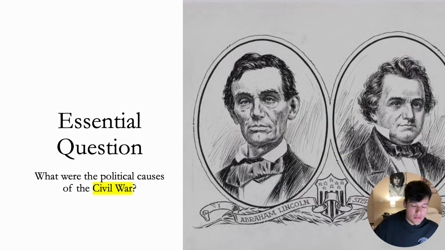So usually we start off with an essential question, right? The essential question is asking, what were the political causes of the Civil War? We're going to be examining key legislative events, court cases, and political movements, as we uncover the dynamics that pushed the nation towards conflict. Let's dive into these issues.